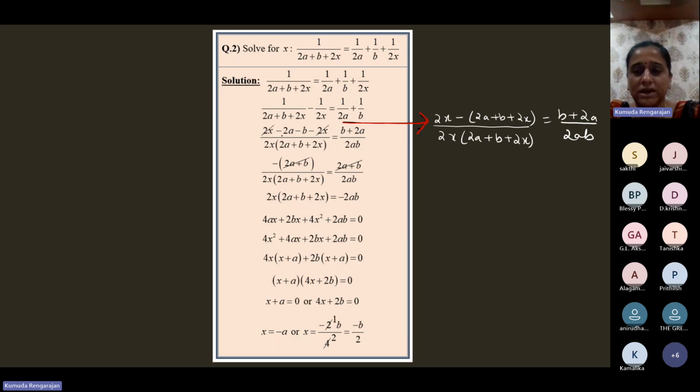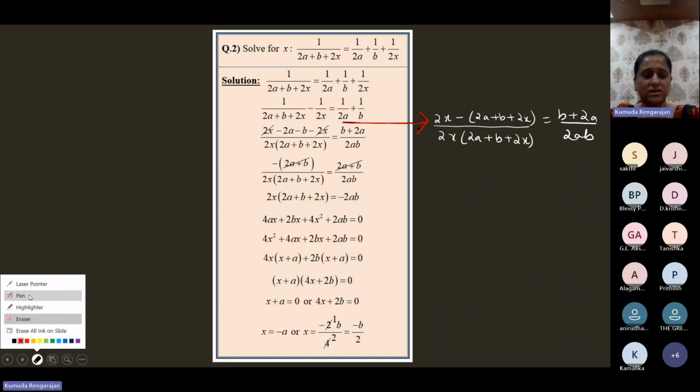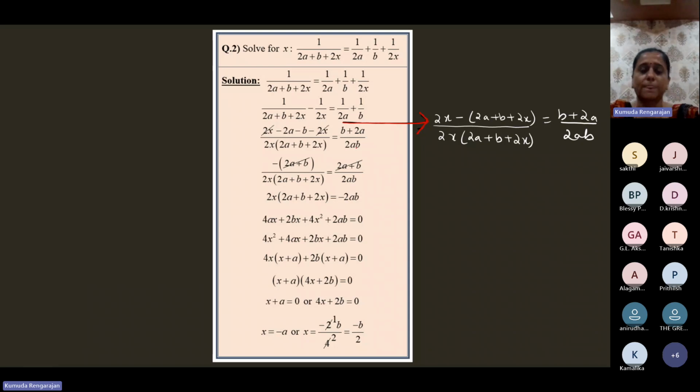Okay, so then when you open the bracket, children, you will get minus 2a minus b minus 2x, divided by the rest as it is. Now here we have minus 2a and minus b. Before that, 2x and minus 2x get cancelled. So minus 2a minus b, take out minus common, so you have 2a plus b. On the other side also you have 2a plus b, so on either side in the numerator they get cancelled.